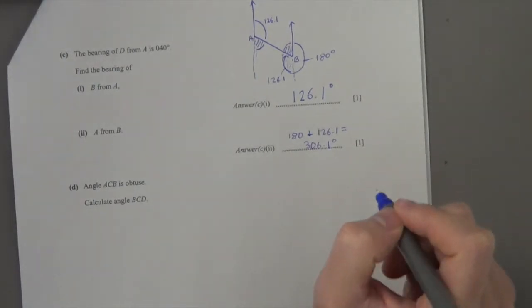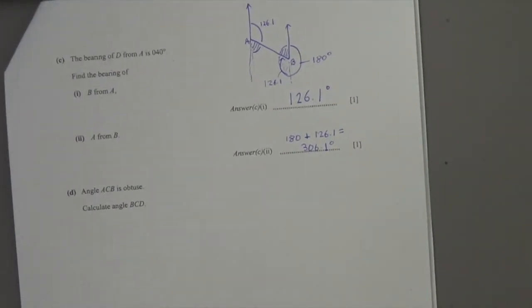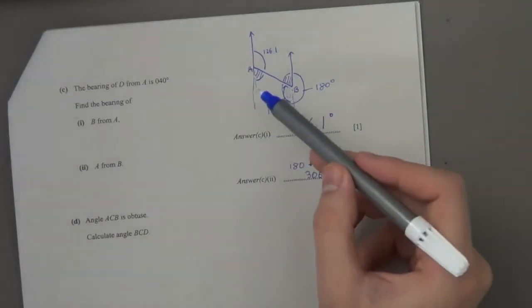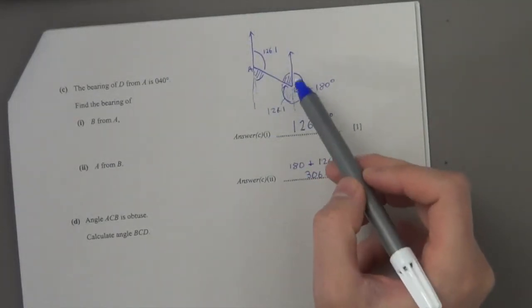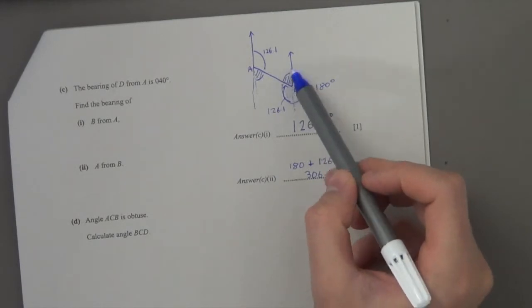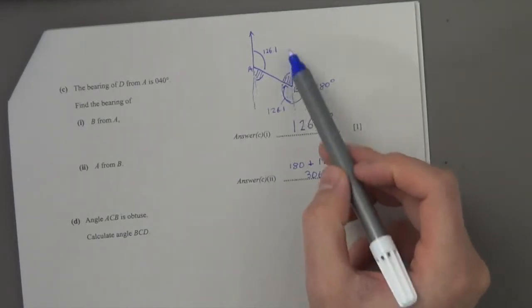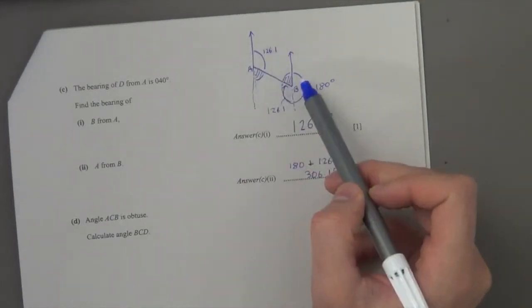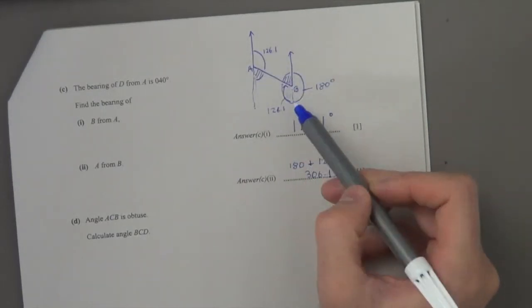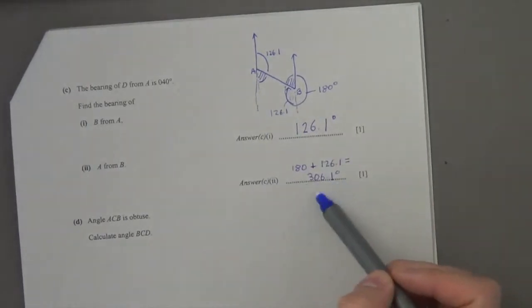Again, we know that this is a parallel line because when we talk about bearings, it's always from this vertical line going upwards, and we know that's a vertical line as well, so these are parallel, so we can apply this rule to answer this question.